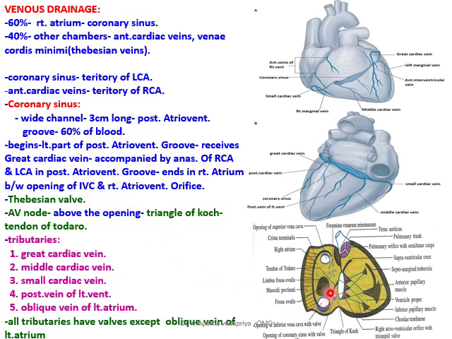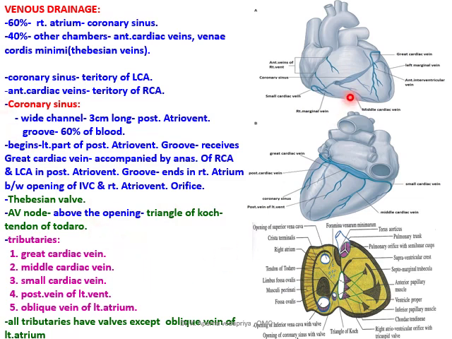And this coronary sinus opening forms a boundary for the triangle of Koch, which is formed by the tendon of Todaro and the atrioventricular orifice of the right side and the opening of the coronary sinus itself. So this forms the triangle of Koch, which lodges the AV node, that is the atrioventricular node.